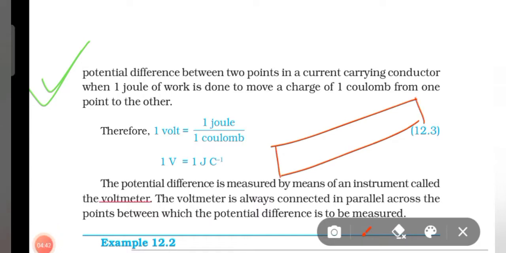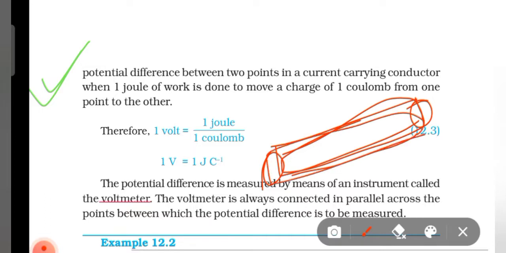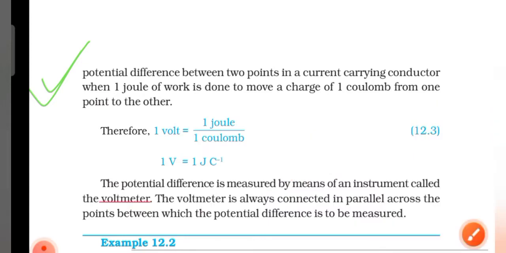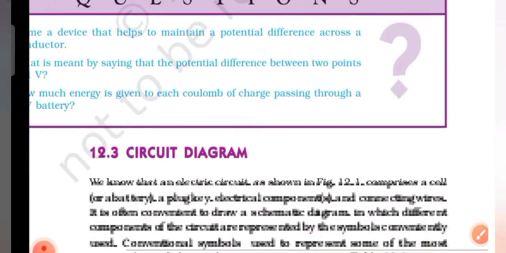These are the 2 points of a conductor, and the potential difference between these 2 points in a current carrying conductor is 1 volt when 1 joule of work is done to move a charge of 1 coulomb from one point to the other. So 1 joule of work is needed to move a charge of 1 coulomb, you already know, so this is called 1 volt. This is not much hard, I'll explain it in depth.